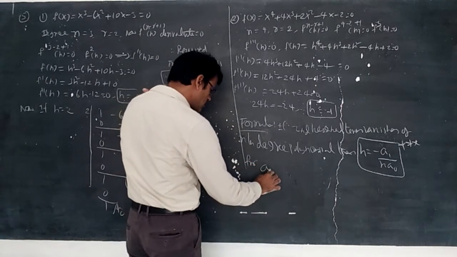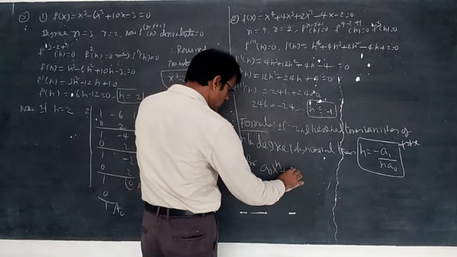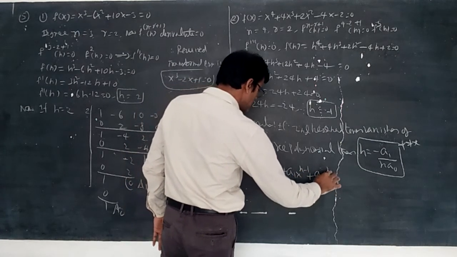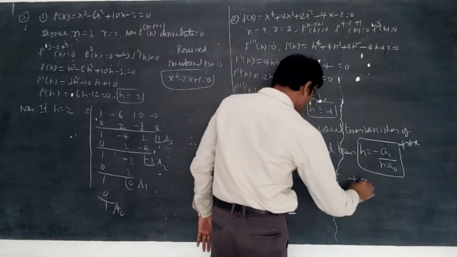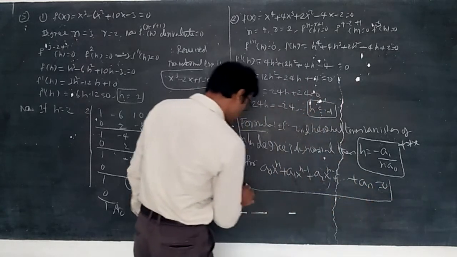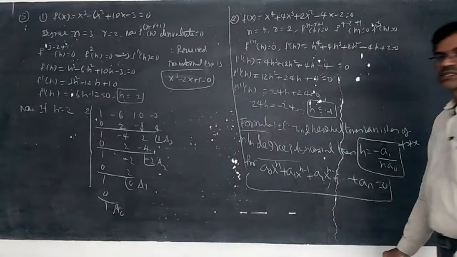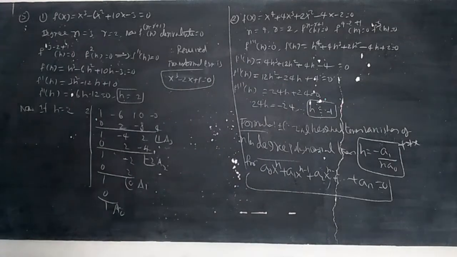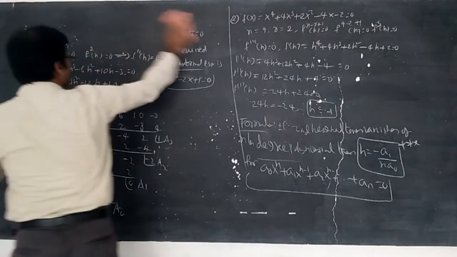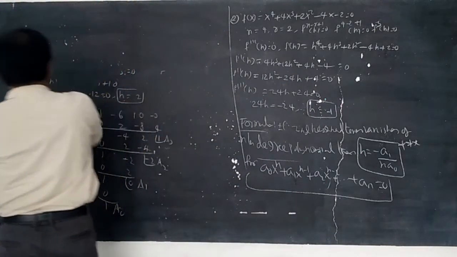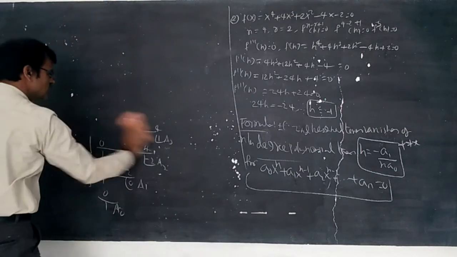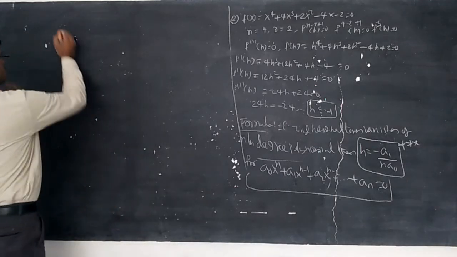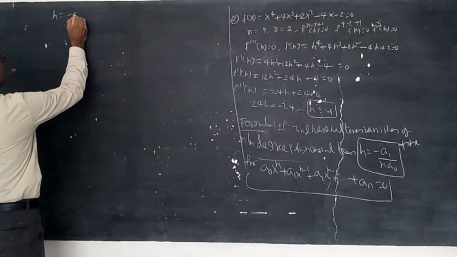So you don't get confused, what is a naught? It is like this: a naught x power n plus a1 x power n minus 1 plus a2 x power n minus 2 plus so on an is equal to 0. So h is equal to minus a1 by n a naught. A naught is the leading coefficient and a1 is the second leading coefficient. So use the formula h equals minus a1 by n a naught here.